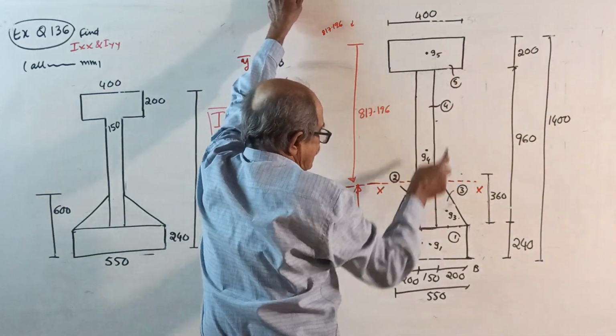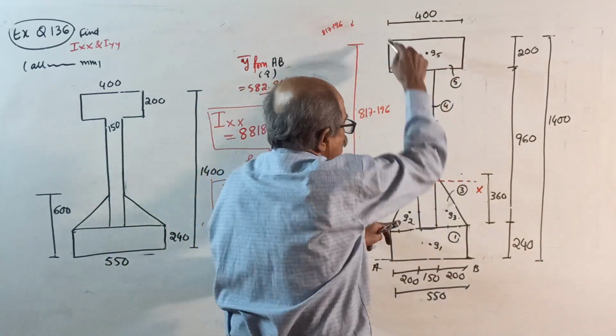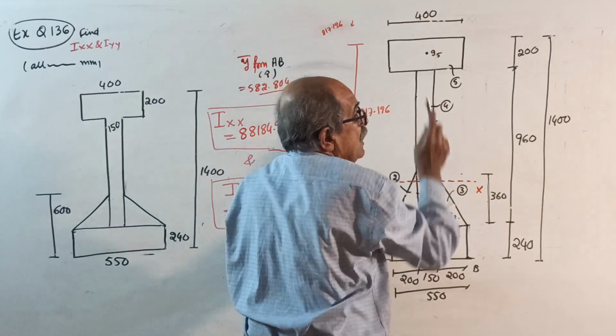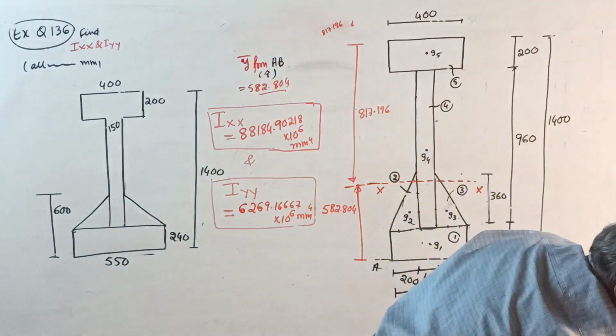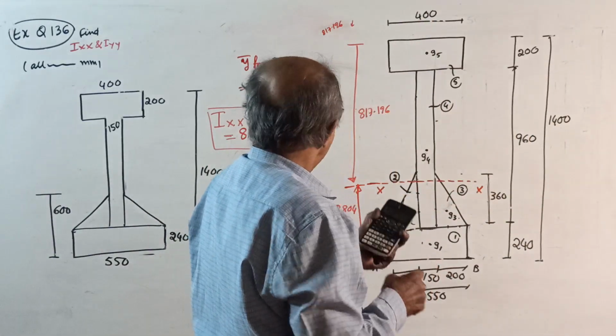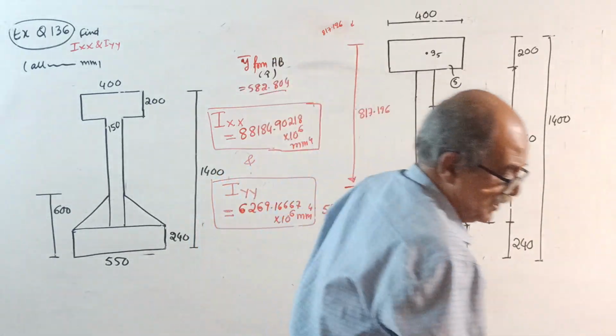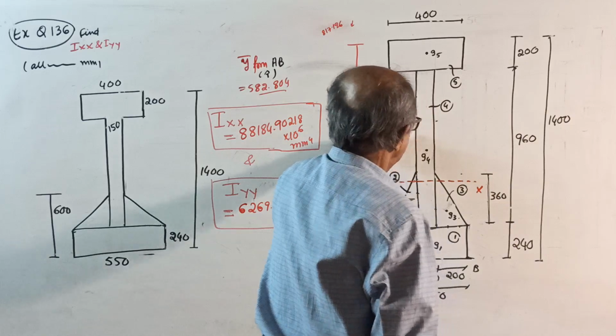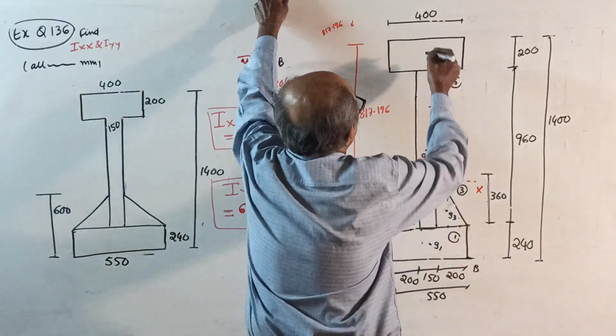A1, Y1, A2, Y2, A3, Y3, A4, Y4, A5, Y5. I will calculate that way. 817.196. Oh, yes, correct. 817.196 over XX over. Mark YY.